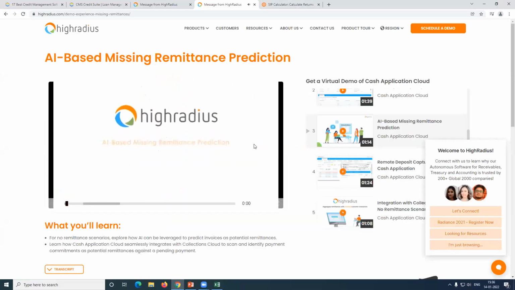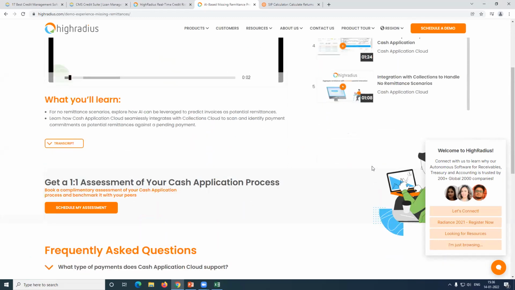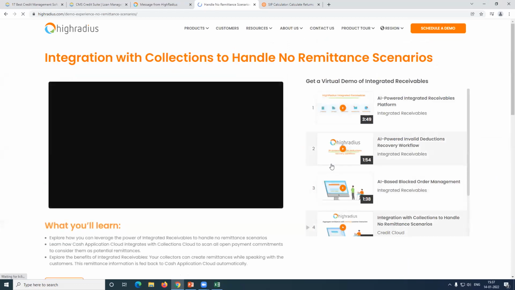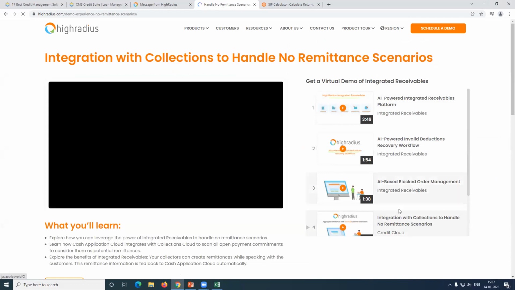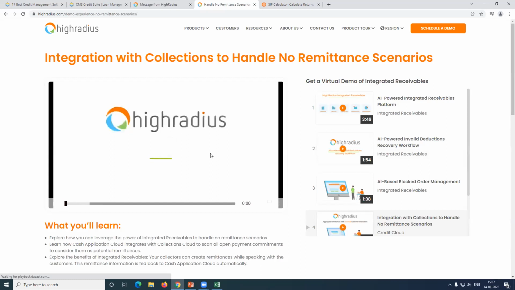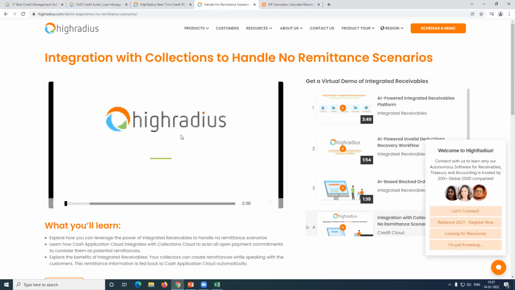Yes, that is how these people used to find out the remittance. Everywhere they have their own system. You can see the remote deposit application is also there: cash remote deposit capture, integration of collections to handle no remittance scenario. If a person is not remitting at all, they are able to know that. For that purpose, they have the integration to handle all those things. This is another system used by HighRadius.